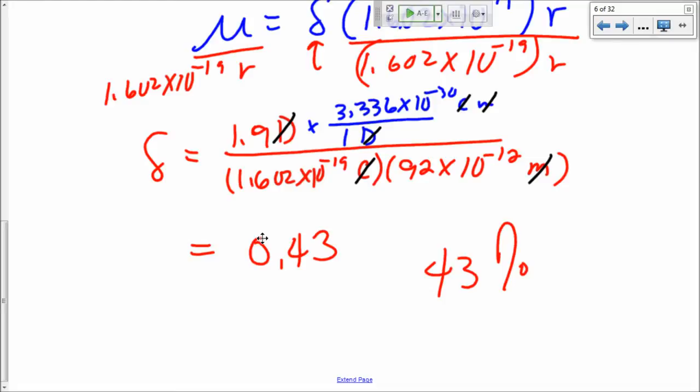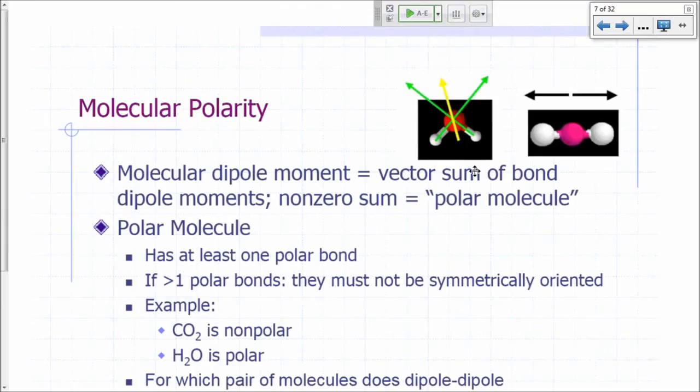So dipole interaction occurs between polar molecules, and you can get a polar molecule if it has a polar bond. But it doesn't mean that if a molecule has a polar bond that it is polar, because if you have a molecule with more than 2 bonds, more than 3 atoms, then those polar bonds could end up canceling each other out. So you may end up with a molecule that's not polar, even though it has polar bonds.